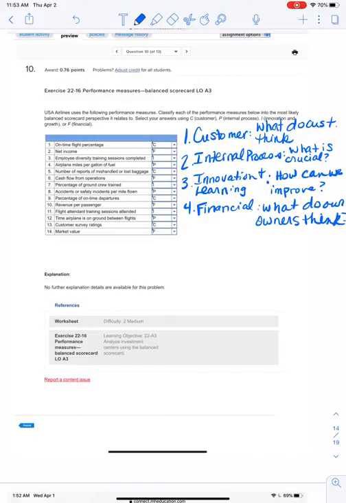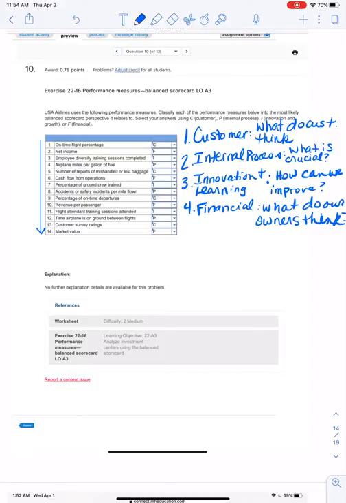Okay. So now we're going to go through some examples, and in this case we have 14 examples, and what we're going to do is we're just going to talk through each one and see if we can figure out how they all actually work. So in this case, what we'll see is how each one of these comes about. So on number one, it asks us, well, what would be the most logical reason for looking at on-time flight percentage?